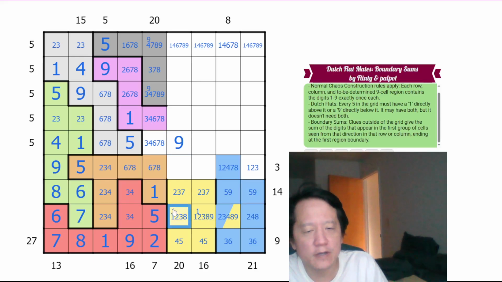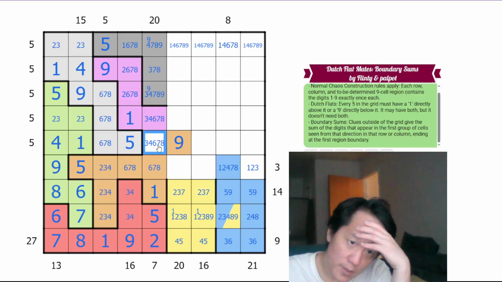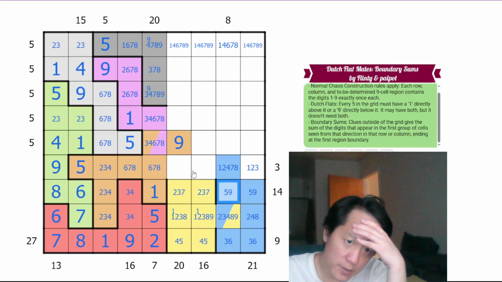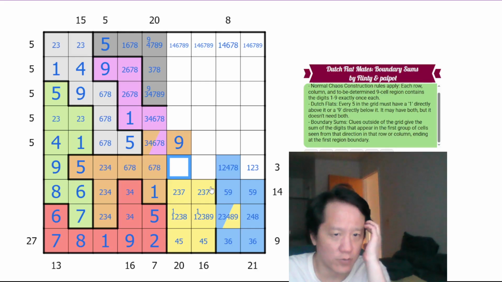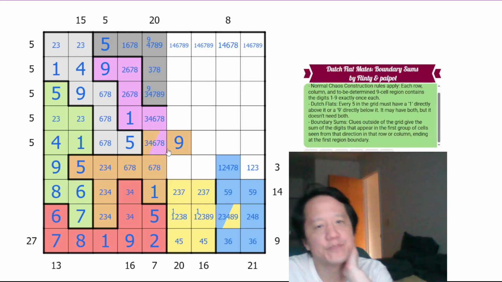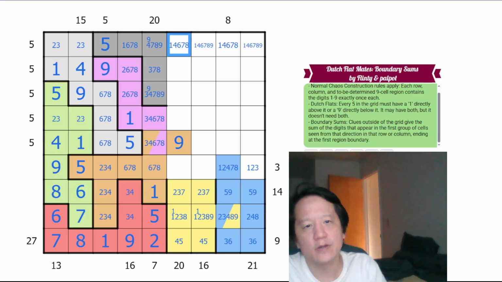No 9 here. You could have 5, 7, 8 here. So this has to be orange. This is orange or pink. This could be orange, yellow, or any other thing. 9 cannot be here.